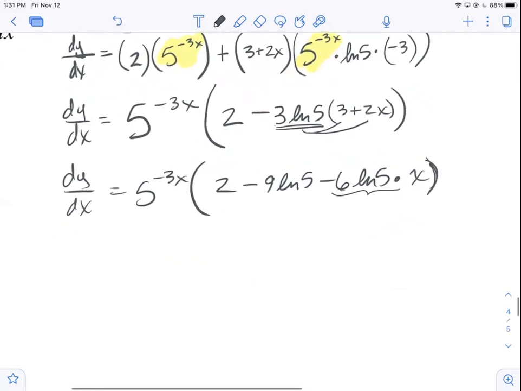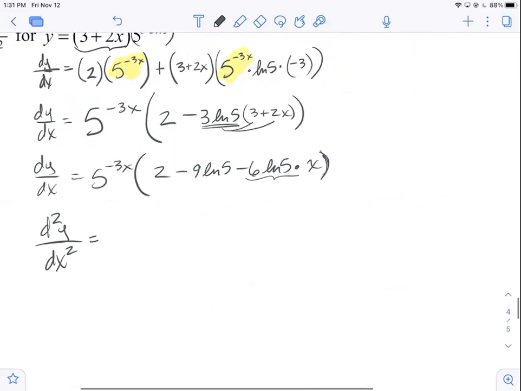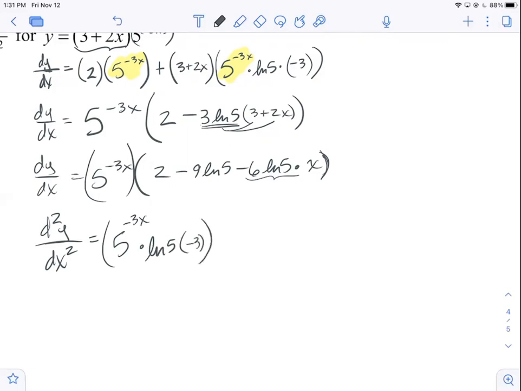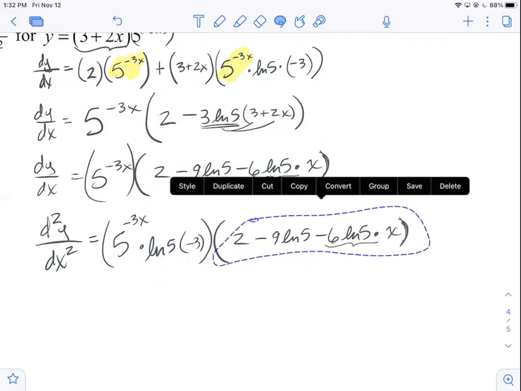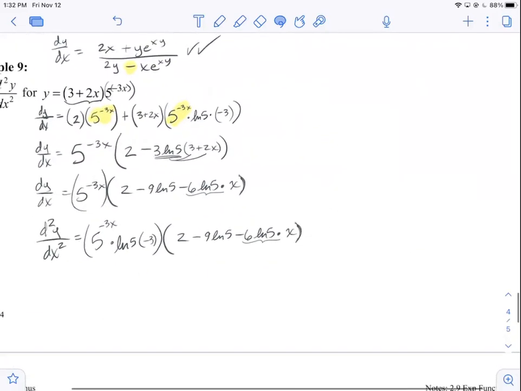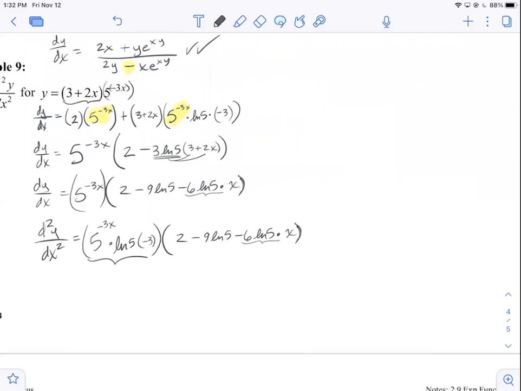So the derivative of the derivative on the left is the second derivative. And now, oh, look at this. We got a product rule again. The derivative of the first is itself times the natural log of 5 times negative 3, the chain rule. And then the second goes along for the ride. I'm just going to copy that because we have Notability. Okay. So we took the derivative of this, and that goes along for the ride, plus the 5 to the negative 3x goes along for the ride.